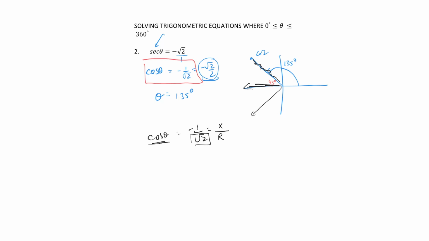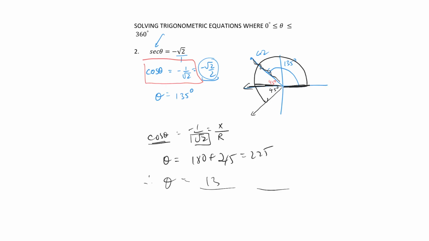In other words, this related acute angle with the x-axis on the left side is 45 degrees. So we have another answer. Our other principal angle is from the initial arm, going all the way around past the 180 and a little bit more with the related acute angle. In other words, our angle here is going to be 180 plus 45 degrees, which is 225, and therefore theta has two answers, one in quadrant 2 and one in quadrant 3.